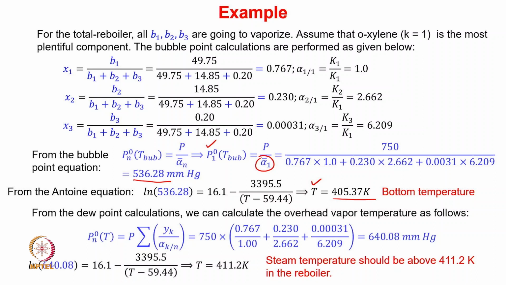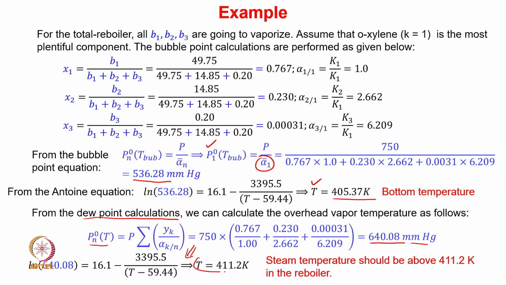Okay, again we can do a dew point calculation. So from dew point calculation we calculate the average value of this, the vapor pressure. So vapor pressure comes around in this case 640.08 mmHg, and again we are doing a back calculation using the Antoine equation, and the temperature comes around 411.2 K.